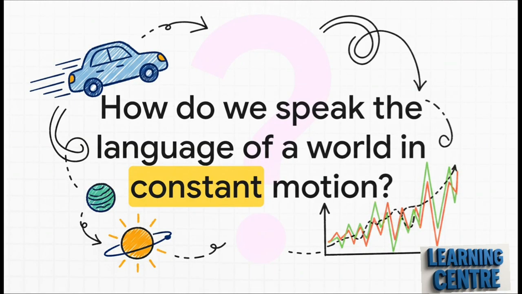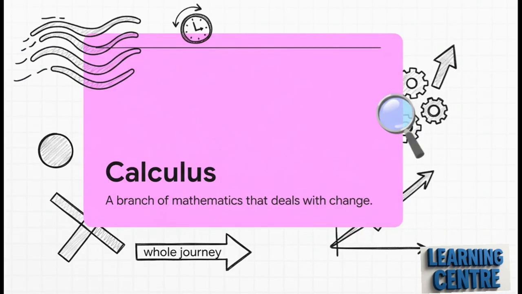I mean, just think about it for a second. A car speeding up, a planet zipping around the sun, the stock market going up and down. Absolutely nothing just stands still. So the big question is, how do we speak the language of a world that's always in flux? How can we possibly measure and predict all this constant movement? Well, the answer is calculus. That's it. It's the language we came up with to finally get a handle on change.